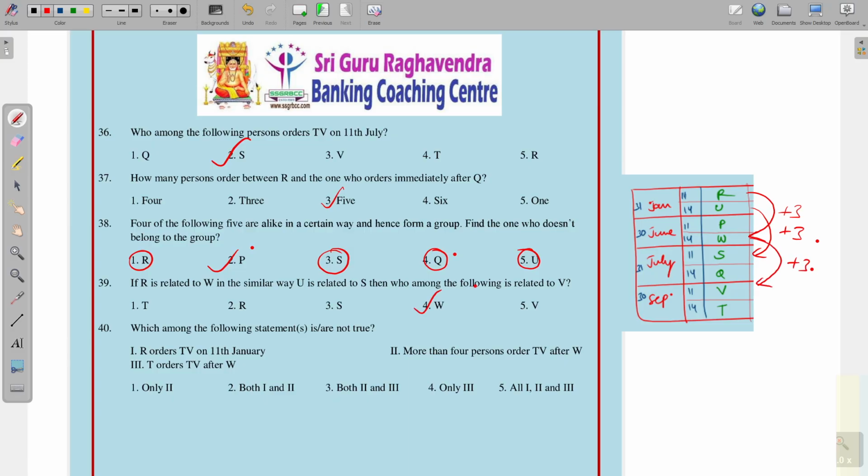Which among the following statements is not true? R orders TV on 11th January, so it is correct. More than 4 persons after W. So exactly 4 persons, so it is also correct. It is not correct. T orders TV after W. T is after W, so it is also correct. Only which one is not true? Option 2. So 2 is not correct.